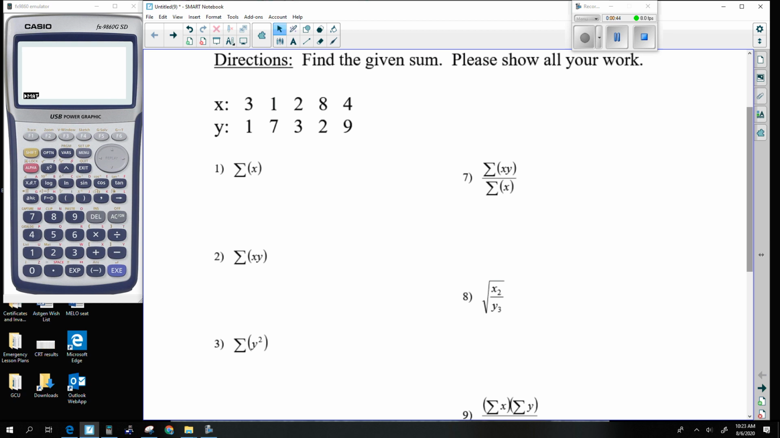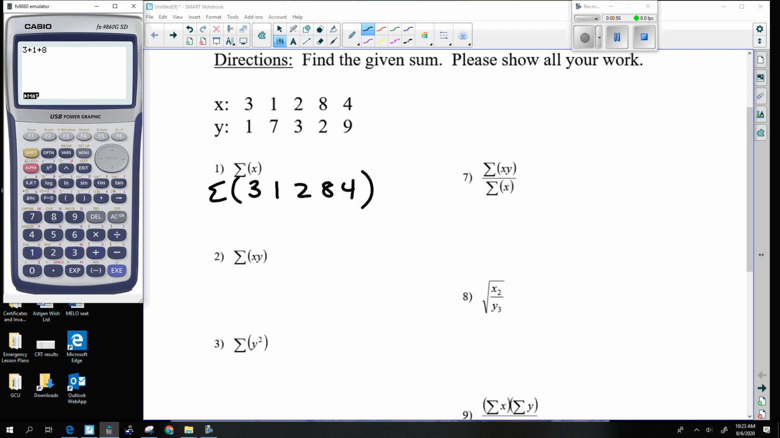All right, so here we go. Number 1, again, is the sum of x. So x straight up is 3, 1, 2, 8, and 4. So the sum of x is 3, 1, 2, 8, and 4. It doesn't make any difference. 3, 1, 2, 8, and 4 is 18.